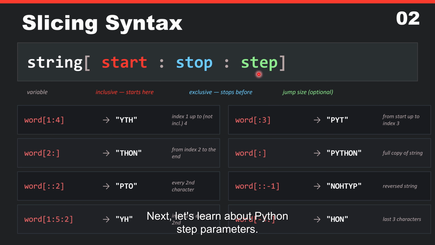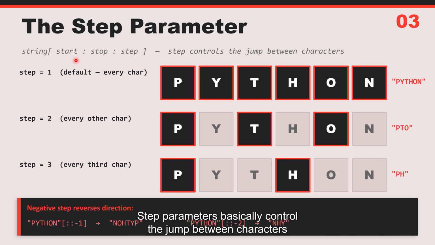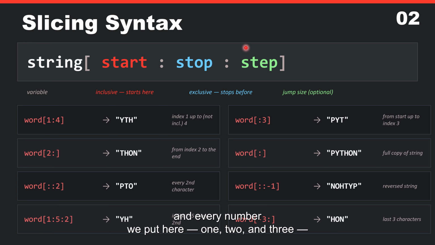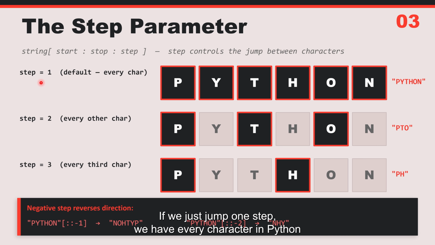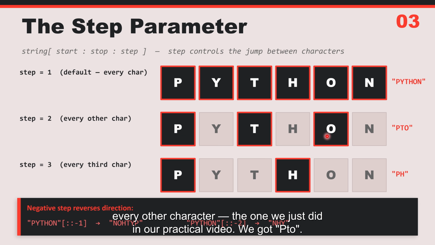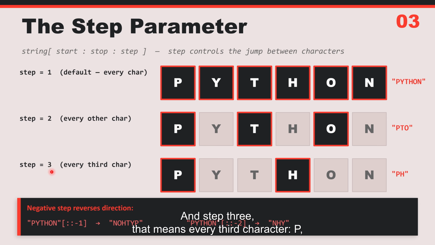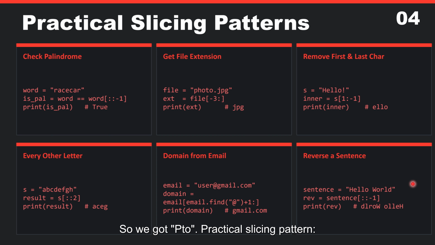Next, let's learn about Python step parameters. Step parameters basically control the jump between characters, and every number we put here, 1, 2, and 3, will jump different sizes. As you can see here, we have step 1. If we just jump one step, we have every character in Python, and this is the default. Step 2 means jump every other character, the one we just did in our practical: PTO. And step 3 means every third character: P, Y, and T is skipped, and H, O, and N is skipped. So we got PH. Practical slicing pattern.